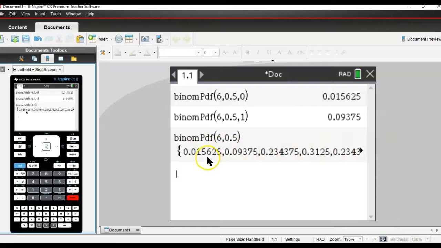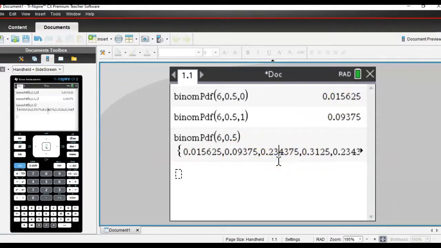And so here's that first one. You see that the number matches 0.016, boom, there we go. 0.09375, there we go. So what is this next number in the list? This next number is going to be the probability for 2 successes. So that's going to be 0.234. And then we go for 3 successes, and that is 0.313 if we are rounding. And we can just go on down the line to pick these up.